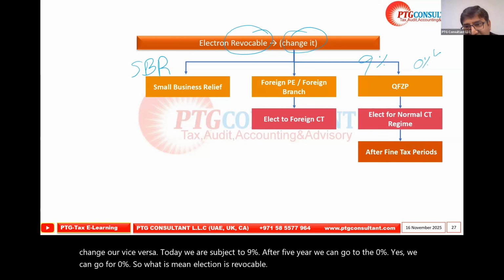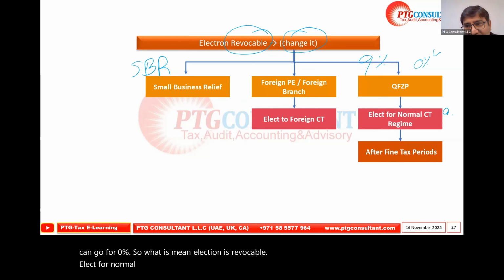Elect for normal CT regime. What is the normal CT regime? 9% tax, after the first tax period.